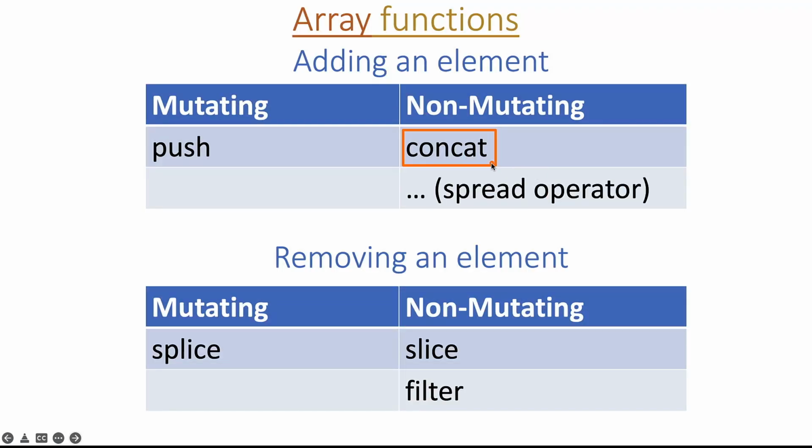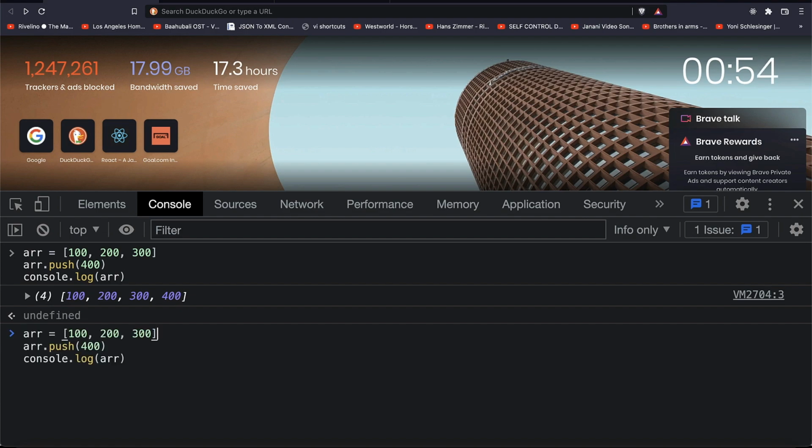Now let us try the concat function. I'm going to click the up arrow to get back the previous code, and in the second line of code, I'm going to modify the push to concat. As you can see here, I have replaced the push function with the concat function. I'm passing in 400 just like in the previous example. Let me press enter and let's see what the output will be.